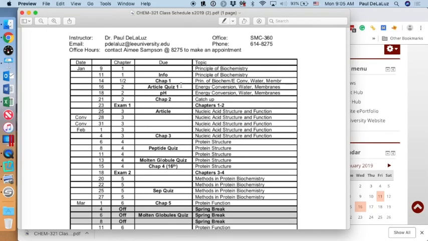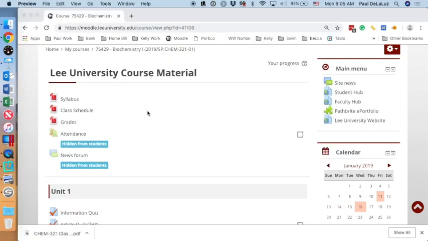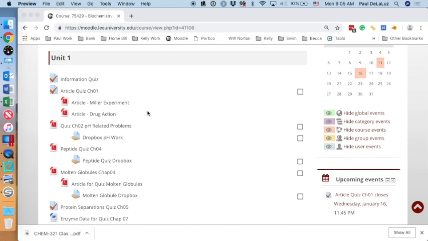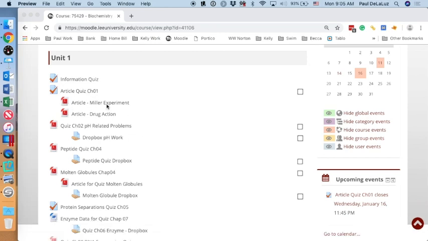And then what we have for the 16th is an article quiz. And that will do with the end of this chapter. And so we have two articles. One will be the article on the Miller experiment, and one will be an article on drug interaction.